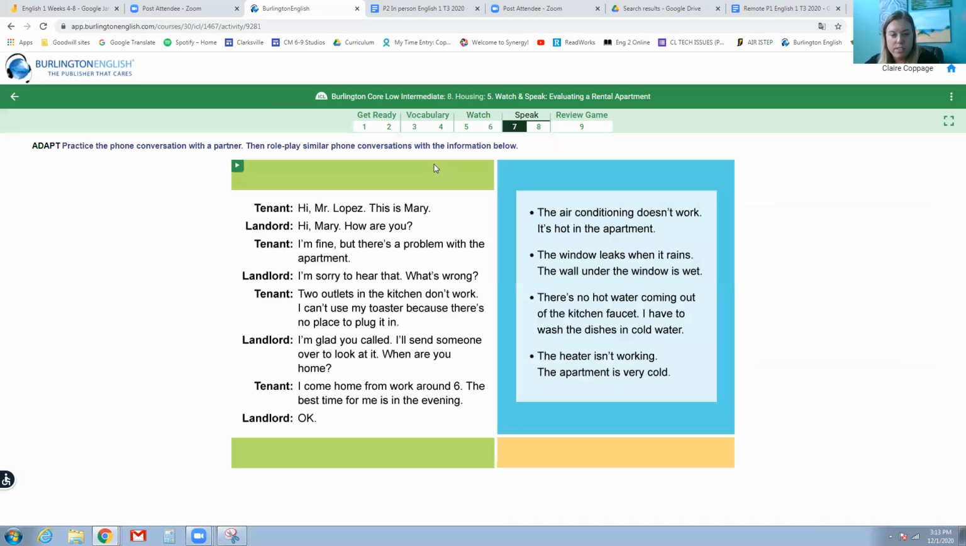Here we have a conversation that you can practice with someone at home or yourself. I'll play it for you now and then read you the other variations that this conversation can have.